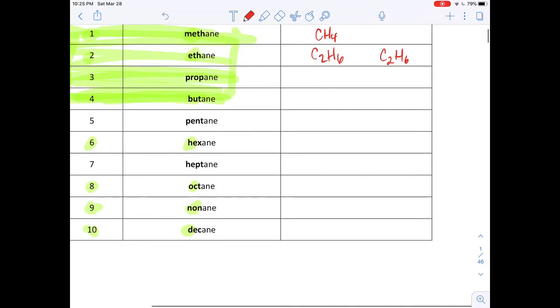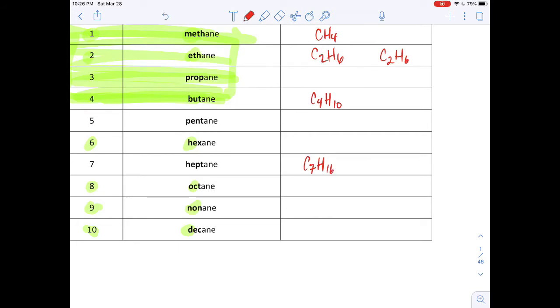If we apply that to butane, for instance, butane has 4 carbons. It would have 4 times 2, so 8, plus another 2 is 10. If I went to heptane, C7, H7 times 2 is 14, and plus 2 is 16.